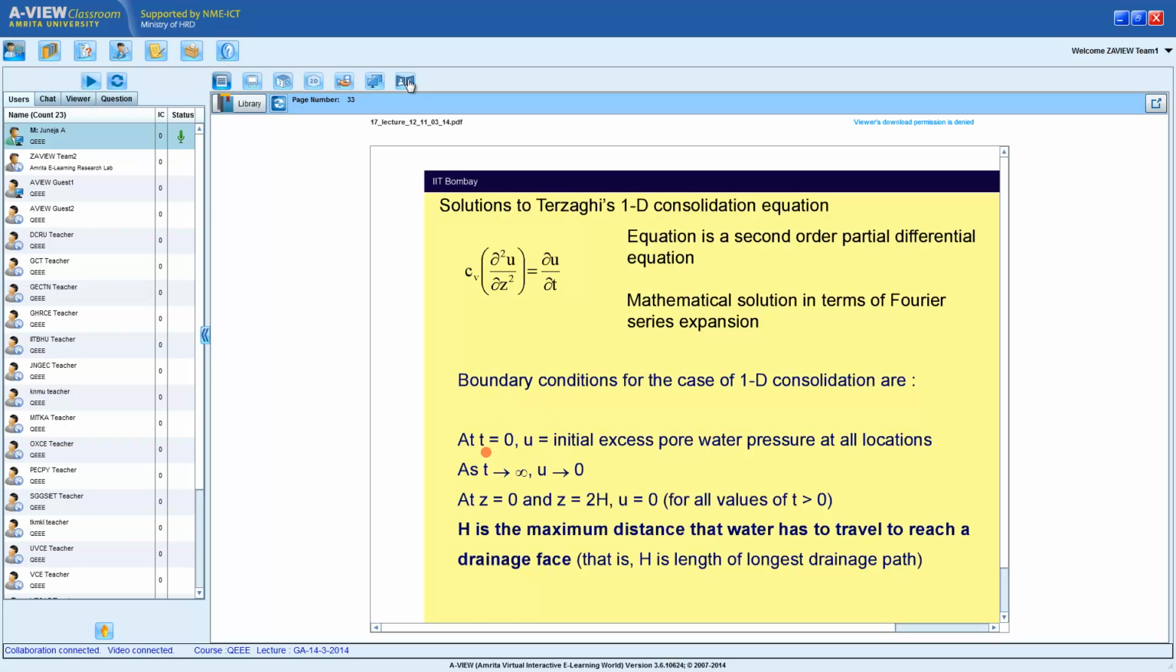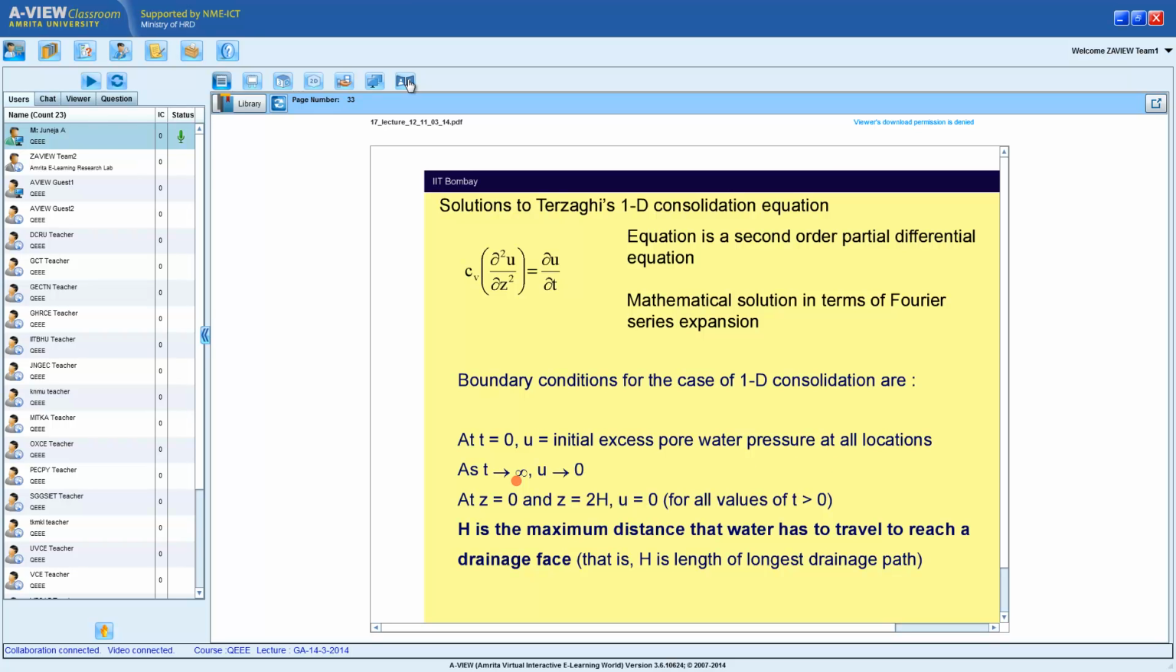We will look at the solution by looking at the boundary conditions. Let's look at the boundary conditions. They are listed over here, and most of these are something we understand very clearly. The very first one is at time t equals 0. Obviously when time is 0, no consolidation has started, meaning U, the excess pore pressure, exists everywhere. Excess pore pressure means pressures other than the hydrostatic.